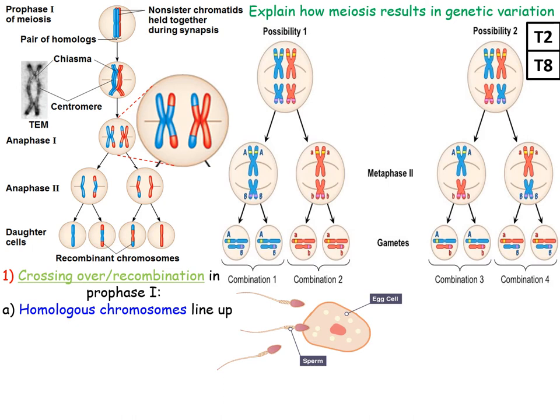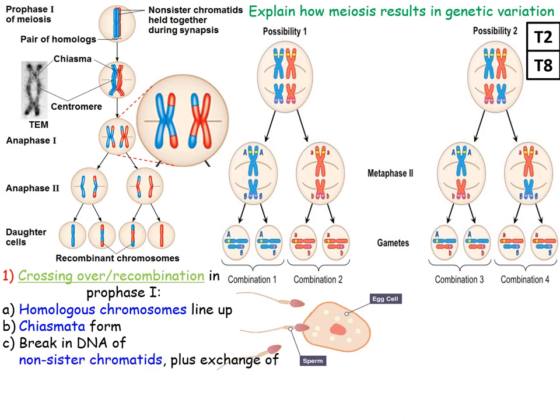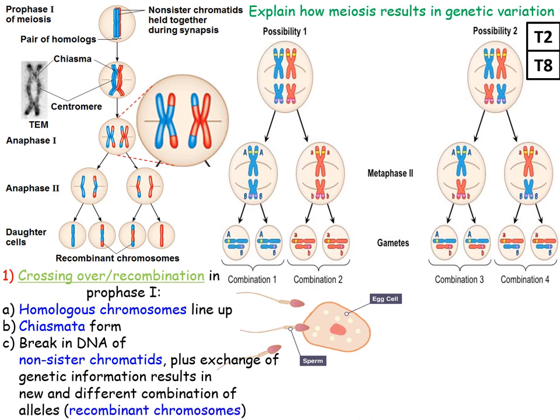And here, homologous chromosomes line up, the chiasmata forms, and there's a break in the DNA of non-sister chromatids. You then have the exchange of genetic information, and this results in new and different combinations of alleles, which are the recombinant chromosomes then forming.